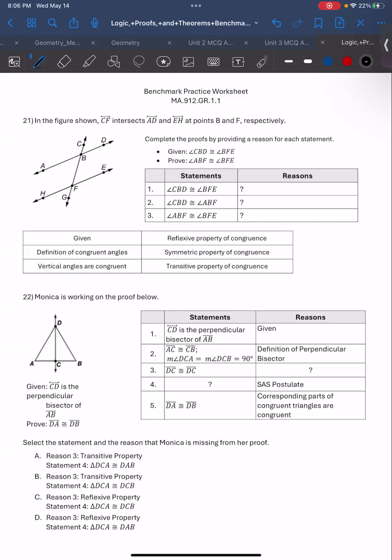Wait, I'm sorry, I'm still on this problem. Is 3 transitive? Did everyone else already finish it? Oh, you guys finished it. Well, I want to make sure we finish it before we start going over answers. Oh, I'm about to finish. Okay, great. I get it.